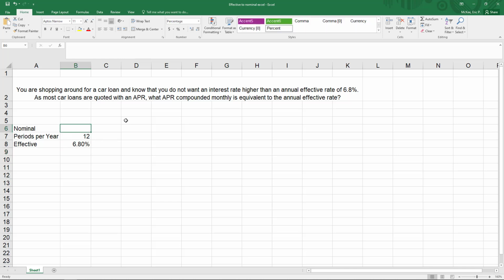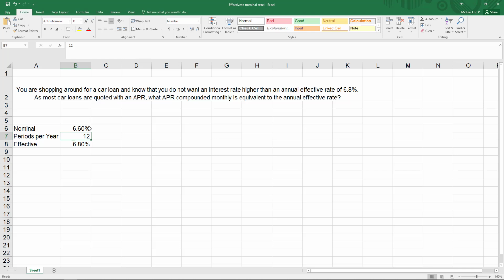Now we go up to nominal at B6, we type =NOMINAL, and we need to enter in effect_rate, that just stands for the effective rate, so the 0.068 we just put in, and nper, which stands for number of periods per year. This is the number of compounds in the APR. We are looking for an APR compounded monthly, 12 periods per year that we put in. And our nominal rate that's equivalent to the 6.8% annual effective rate is 6.6%. So this is an APR compounded monthly.